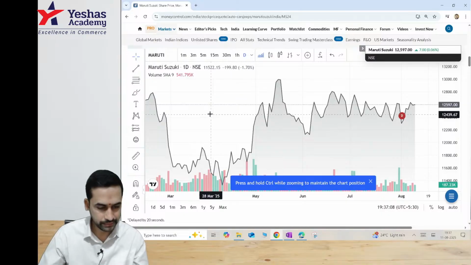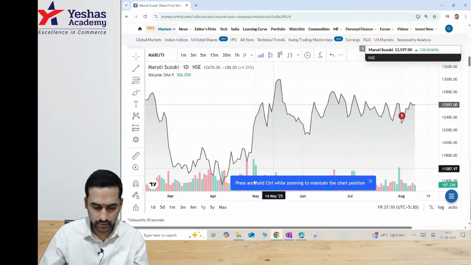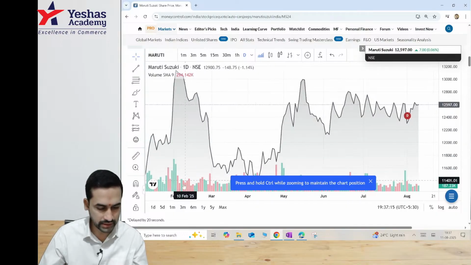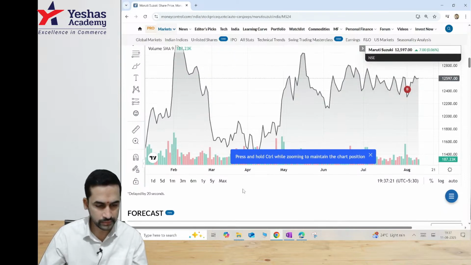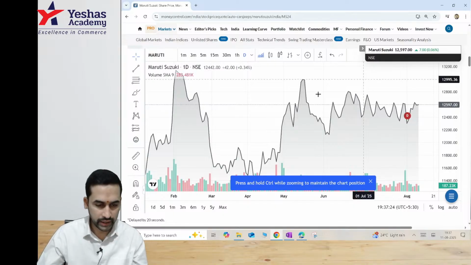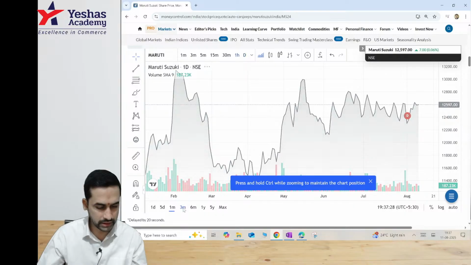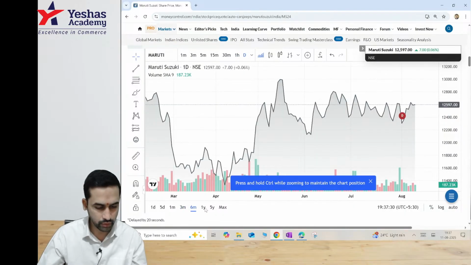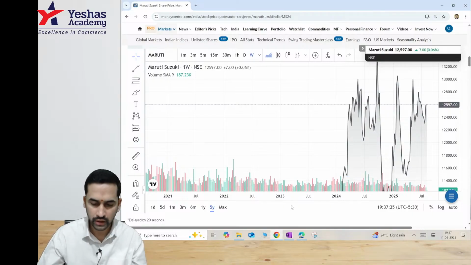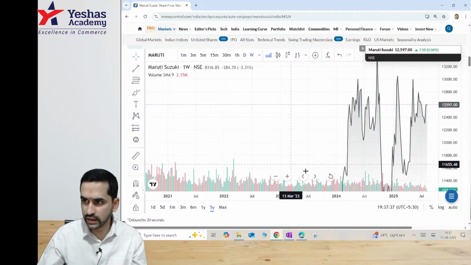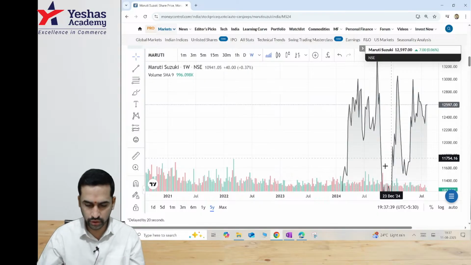This is the chart. You can see here at the bottom, the x-axis from March, April, February, March, April, May up till August. And here you have 3 months, 6 months, 1 year, 5 years, correct? Sir, I have two things on the graph. What is the meaning of two things here?